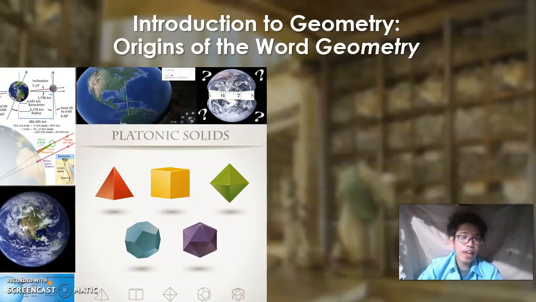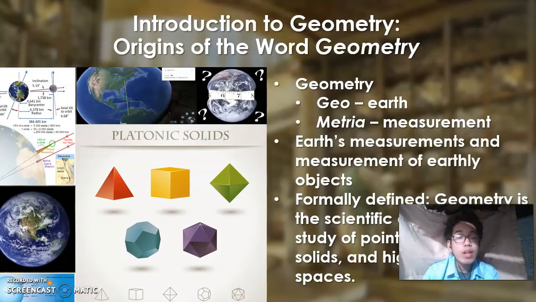Okay, so before we tackle the defined and undefined terms in geometry, and also define the different angles and measure them using different angle measurements and the protractor, first we had to introduce the concept of geometry and what the word geometry means and where it comes from. As you can see in the pictures, we have different pictures about the earth and different ways to measure it. Geometry comes from two Greek words: geo, meaning earth, and metria, meaning measurement. So it's simply the earth's measurements and the measurement of earthly objects.